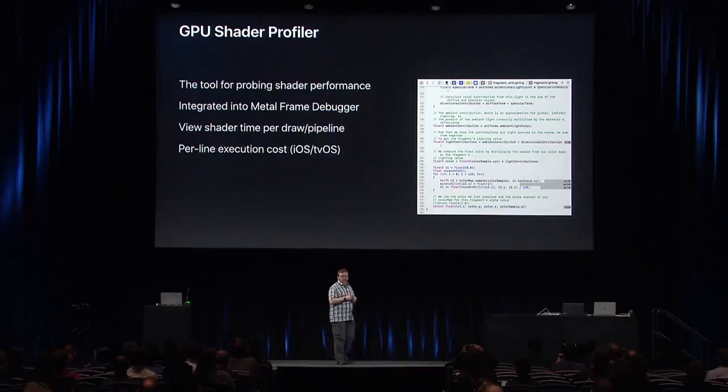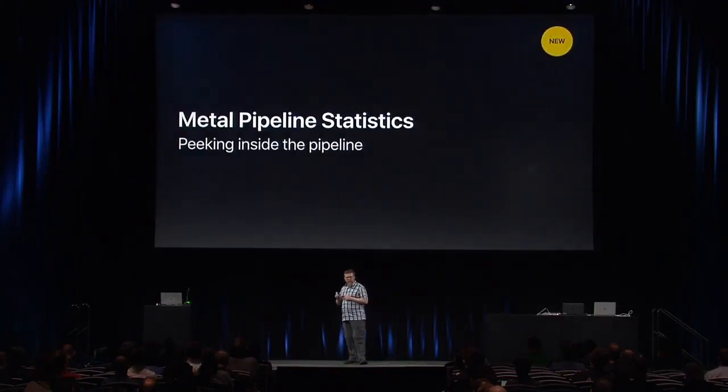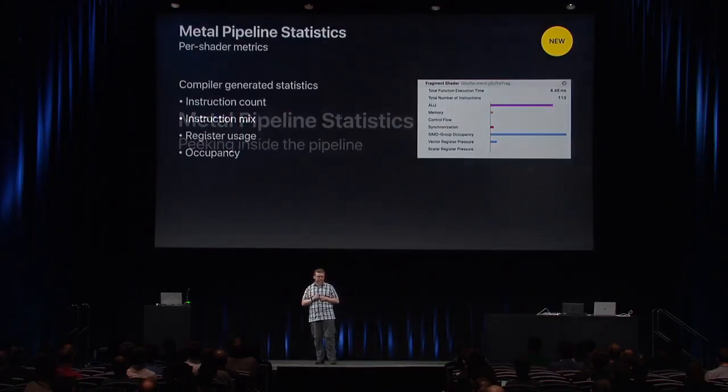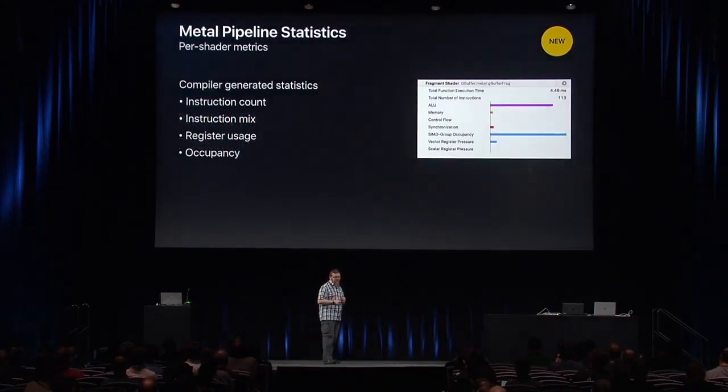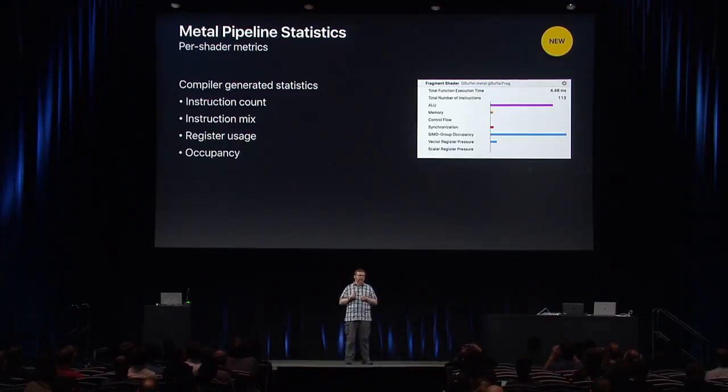Our first new tool this year is designed to work hand in hand with the GPU Shader Profiler. We call that Metal Pipeline Statistics. Metal Pipeline Statistics gives you a direct line to the GPU compiler to find out about the quality of the machine code that the compiler is generating from your shader.